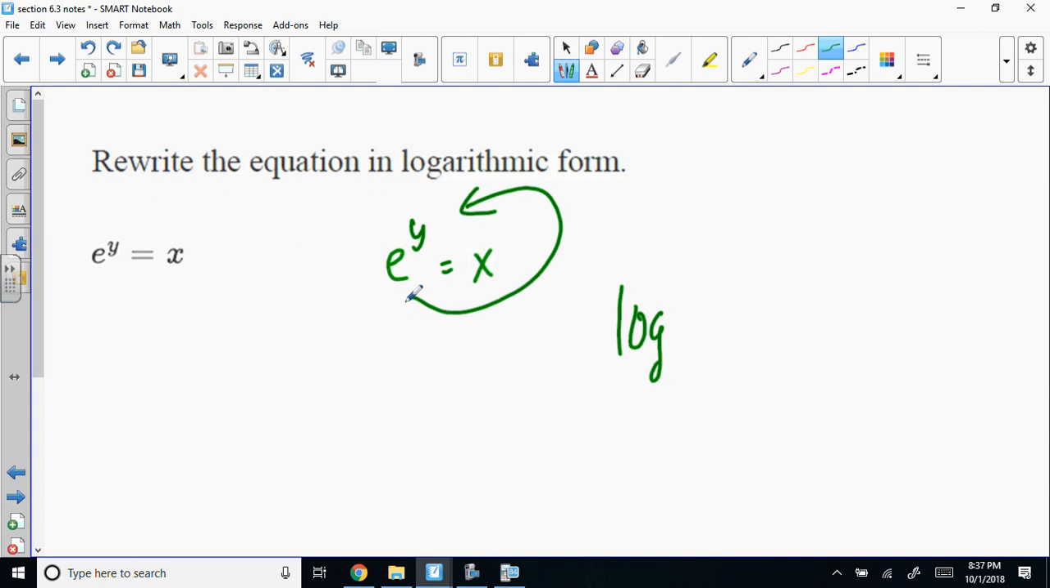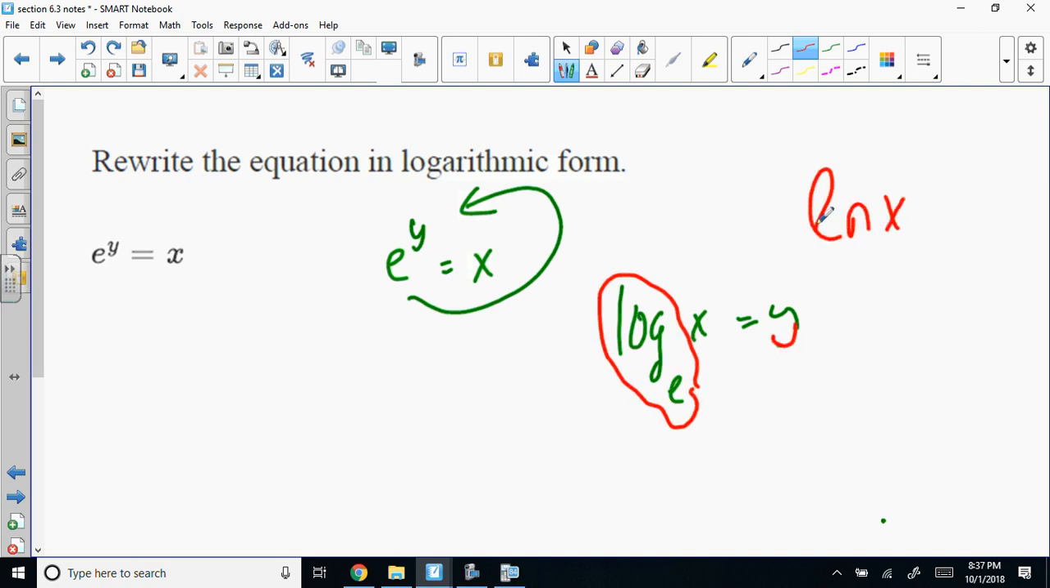Remember I said the base of the exponential is really the base of the log? And if you do that, then you should know that log base e is nothing more than ln, right? ln of x equals y. Okay. So that's how you do it. That's the key to it.